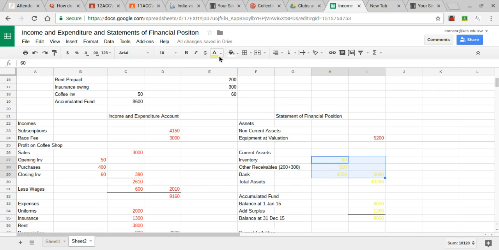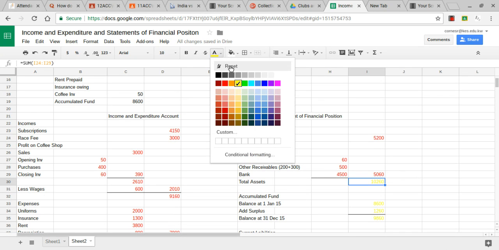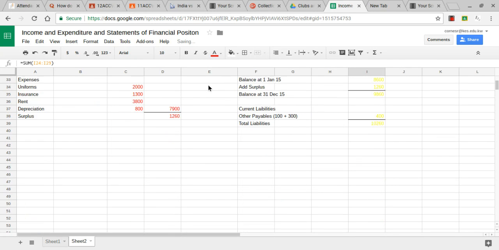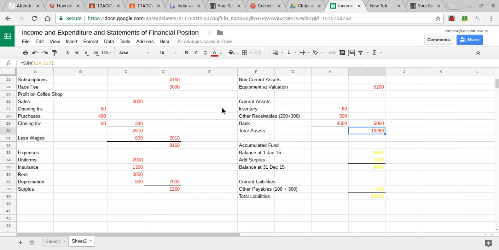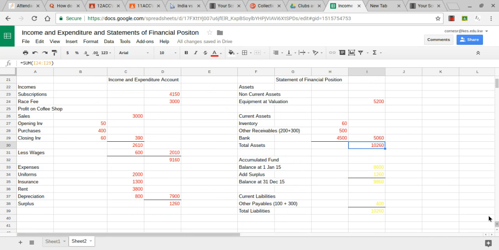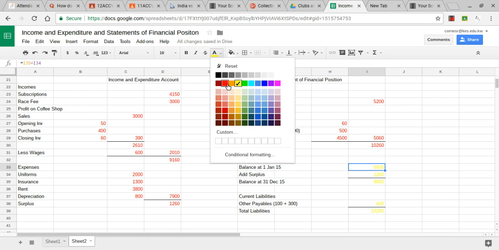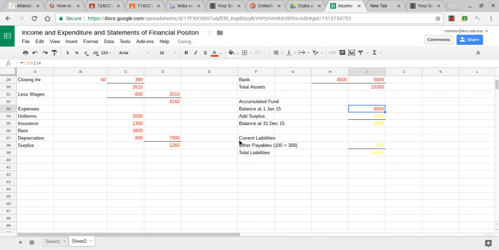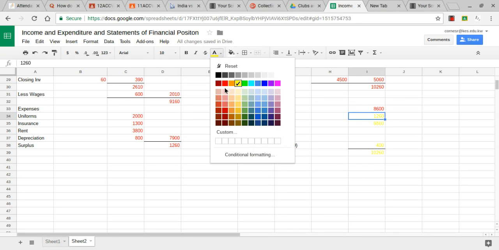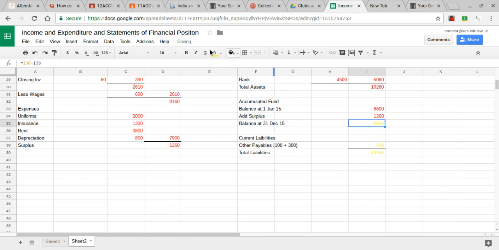Okay, add those all together. Add together my current assets and my non-current assets, and that gives me my total assets. Okay, the accumulated fund, well, I'm told the opening balance, that's here in the information. Okay, I know the amount of surplus, and we'll add a surplus on like we would a profit in a normal capital account. That gives me my closing accumulated fund.